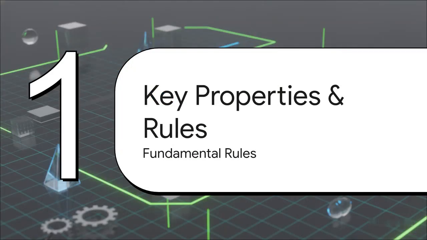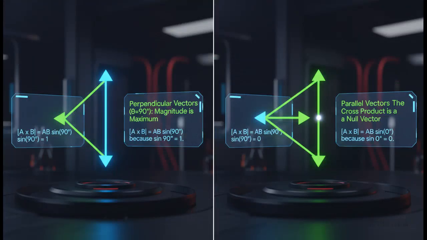Now, just like any other operation in math, the cross product has its own set of rules, and knowing these is going to be absolutely essential for using it correctly. I think this slide is so useful because it shows the two extremes. When your vectors are perpendicular, the angle is 90 degrees, and the sine of 90 is 1. Bam! You get the maximum possible magnitude.